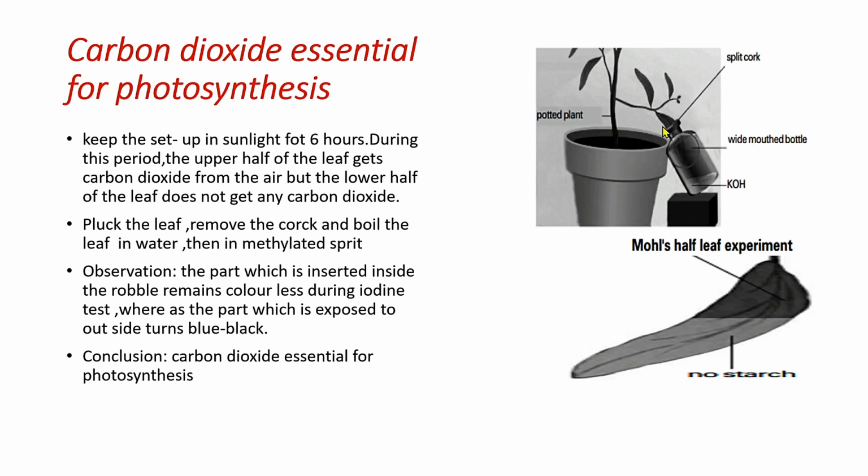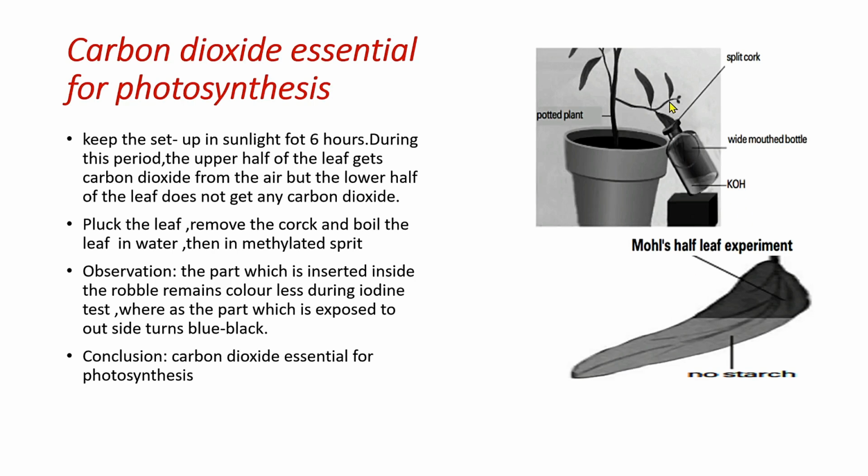we might have seen that the half of the leaf which is present outside is able to prepare its food because from the atmosphere it is getting carbon dioxide, whereas the inserted part present inside the glass bottle is unable to carry out photosynthesis because of the KOH. What will this KOH do? It will absorb the carbon dioxide. It doesn't allow the inserted leaf part to prepare food.